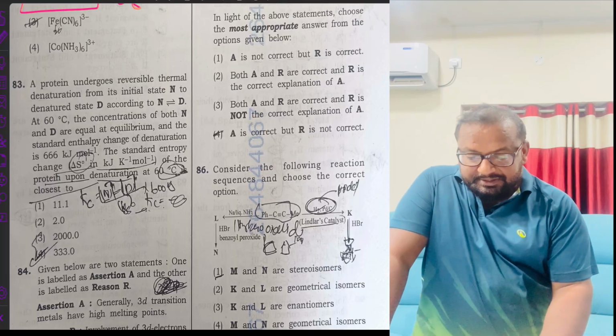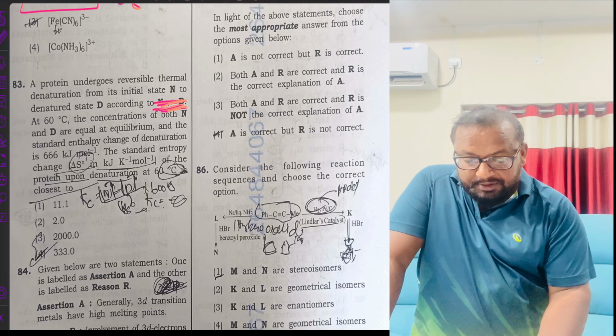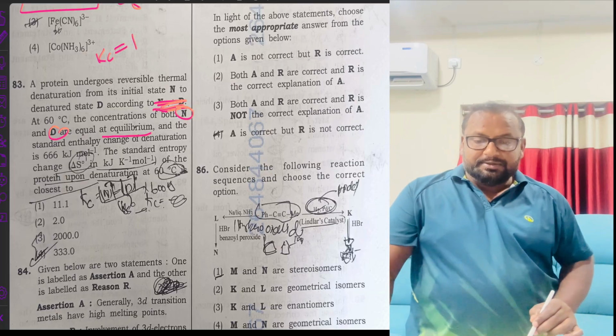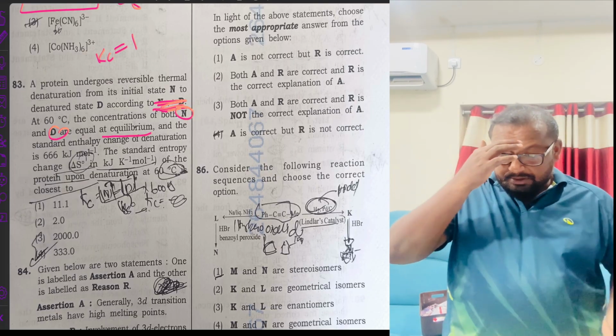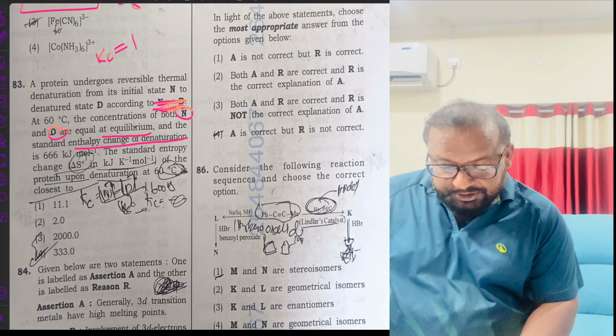What is given to us? An equilibrium is given to us. N is in equilibrium with D, and N and D are at equal concentrations. So that means Kc equals how much? 1. This is given to us. And what is asked? The standard enthalpy change of denaturation.